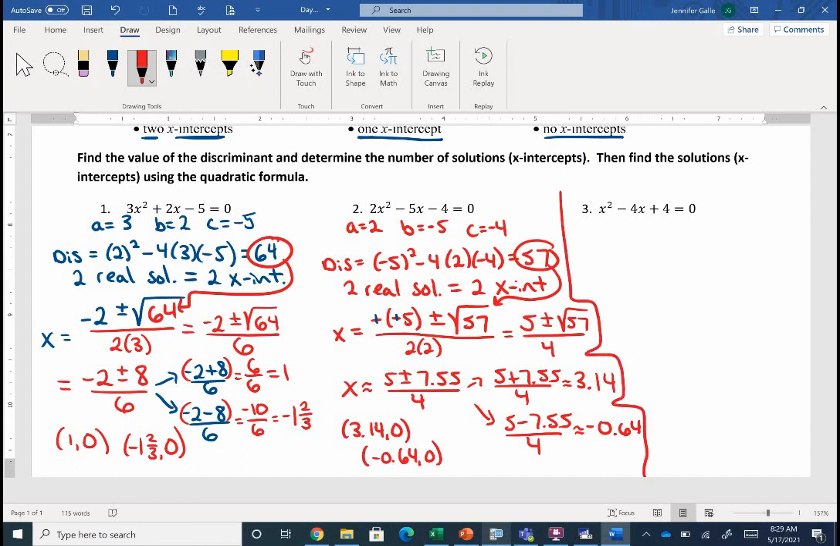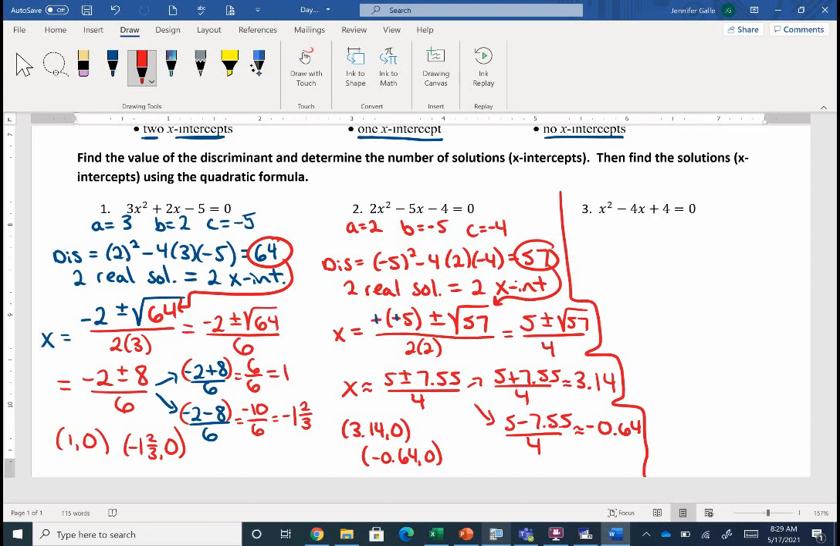Let's just do one more together. So far we've seen one where we had 2 solutions. We ended up with a nice perfect square of 64. Everything worked out really nice for us in example 1, and that can happen with the quadratic formula. In example 2, we had 2 solutions, but we ended up with the square root of 57. We had to do some rounding, and that's okay. That happens when we're using the quadratic formula.